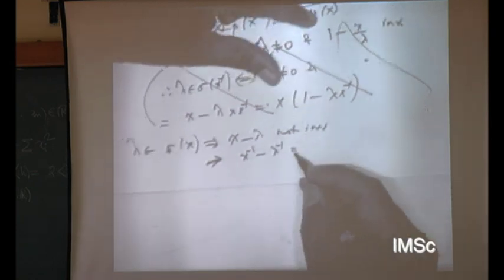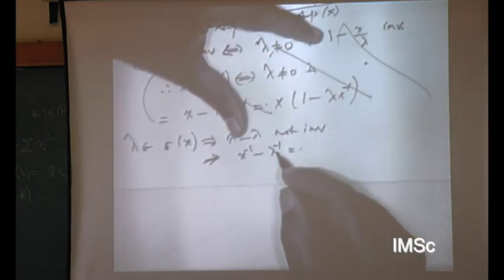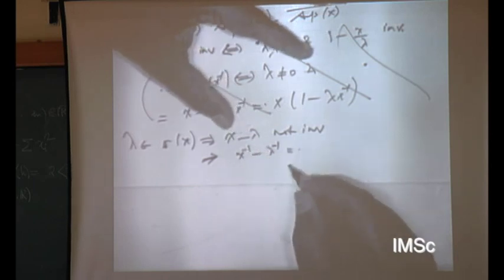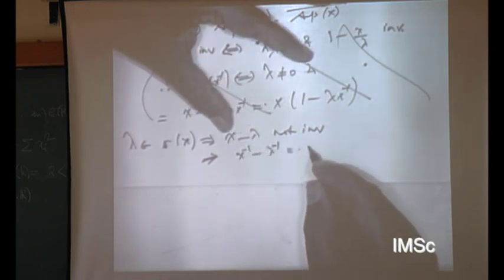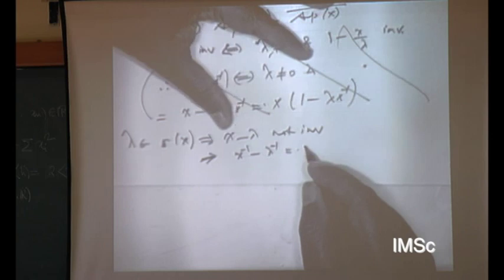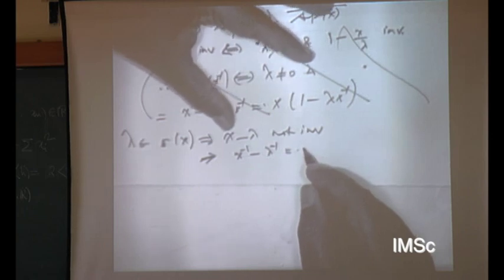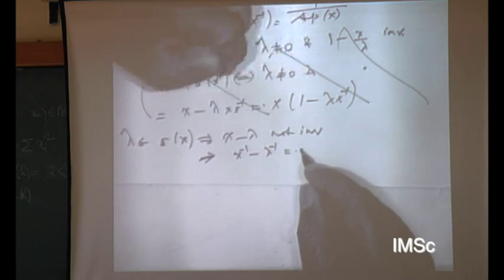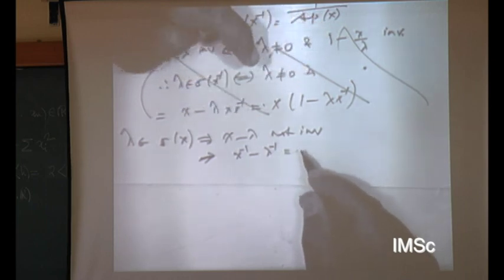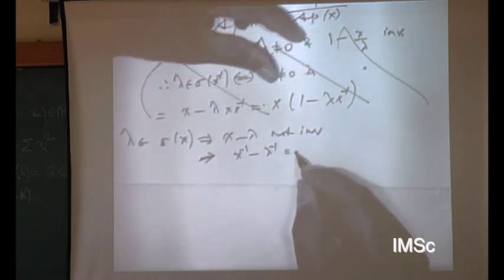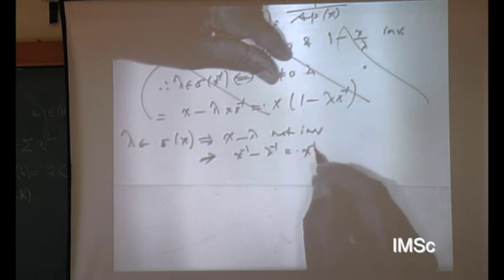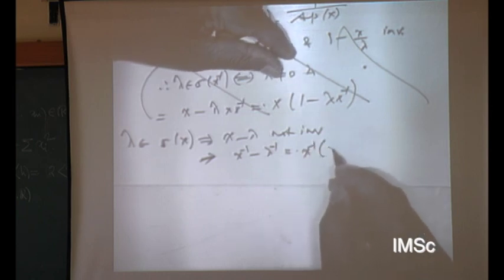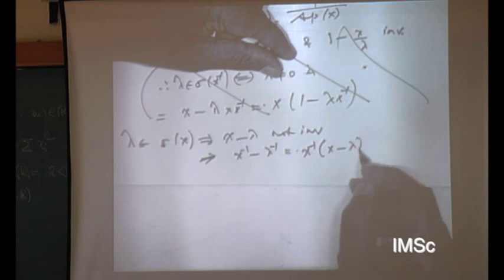x inverse minus lambda inverse, you can write as a product of x minus lambda and x inverse lambda inverse. For this to get, I must have x inverse minus x inverse, x minus lambda, lambda inverse. So what is the factor of this? x inverse, x inverse, x minus lambda, lambda inverse.